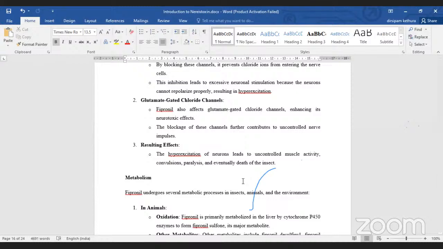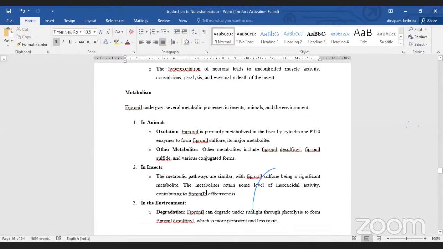Here, fipronil affects glutamate-gated chloride channels and enhances its neurotoxic effects. The blockage of these channels contributes to uncontrolled nerve impulses, leading to hyperexcitation of the neurons, which leads to uncontrolled muscle activity, convulsions, paralysis, and death of the insect. This is how fipronil acts on 2 different gated channels, leads to alteration in the nerve impulses, and causes paralysis and the death of the insect.